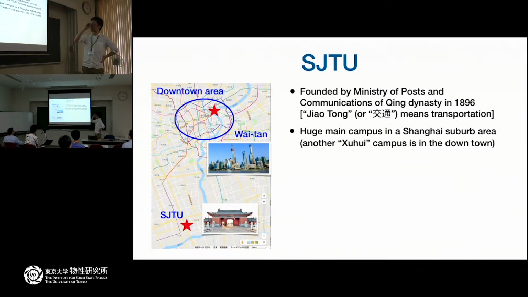Actually, this university was founded by the Ministry of Post and Communications of the Qing Dynasty. There's a huge main campus located in the suburb area of Shanghai, right there. Right here is more or less a downtown area of Shanghai. This is a famous picture of Waitan, which is located right here. It takes around 1.5 to 2 hours to get there from this downtown area.